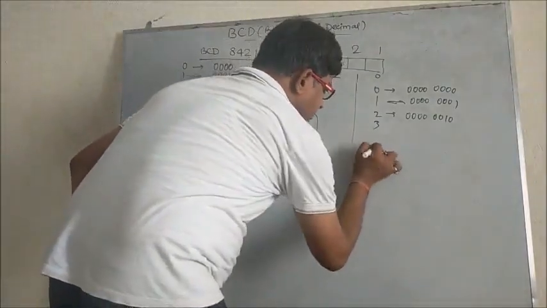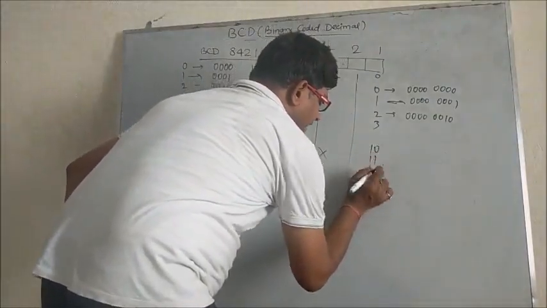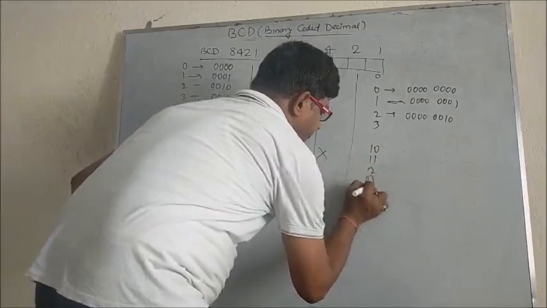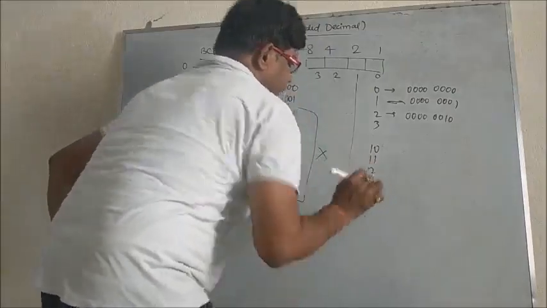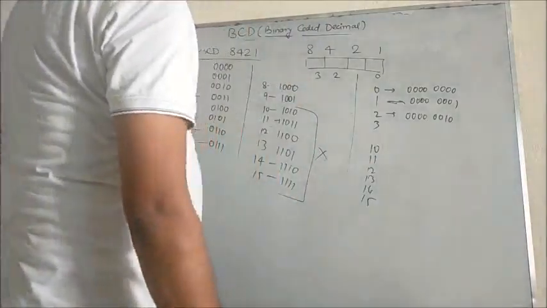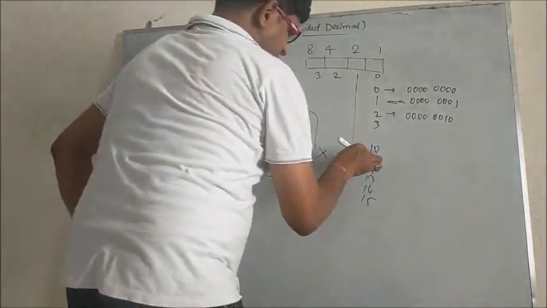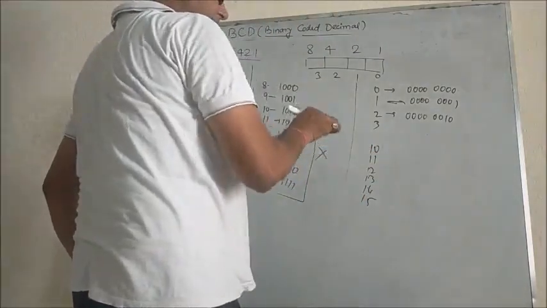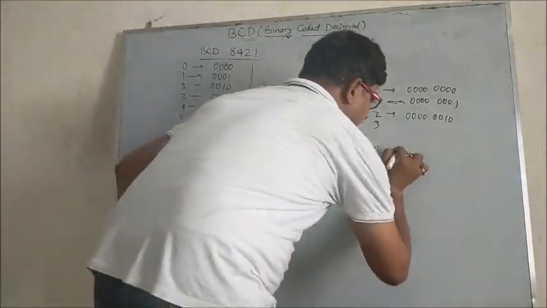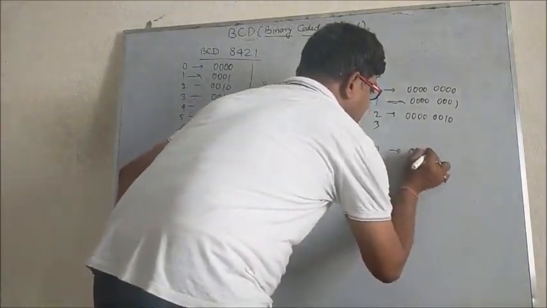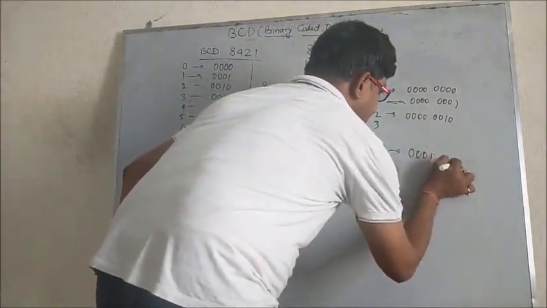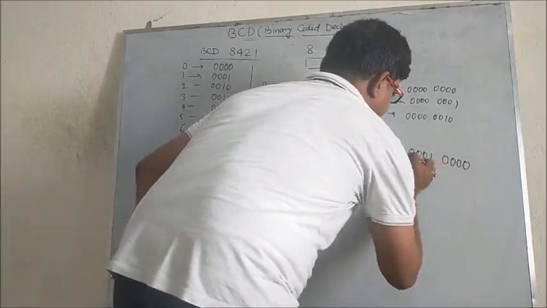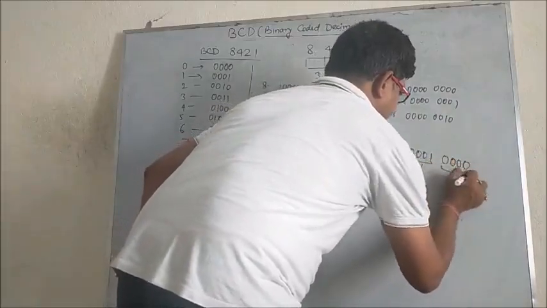Now suppose we take 10, what will happen? What will happen for 11, 12, 13, 14, 15? So how will we represent 10? In 10, the first digit is 1, so it will be 0 0 0 1 and next will be 0 0 0 0. This will be for 1 and this will be for 0.